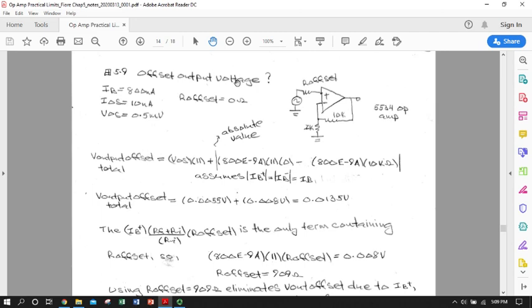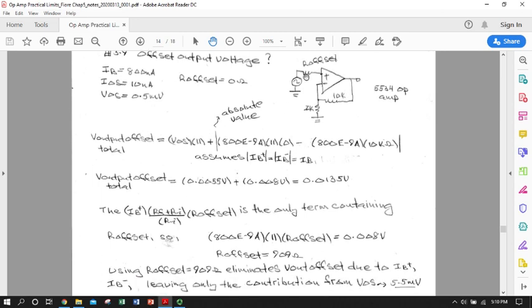And in this case, someone has set the circuit up so that our R offset starts out at 0. And here's our feedback resistor and our inverting terminal resistor. And somebody wants to know, in this current state with no offset resistor, how much is our output offset voltage?